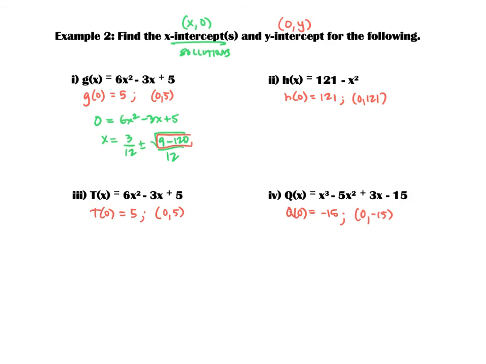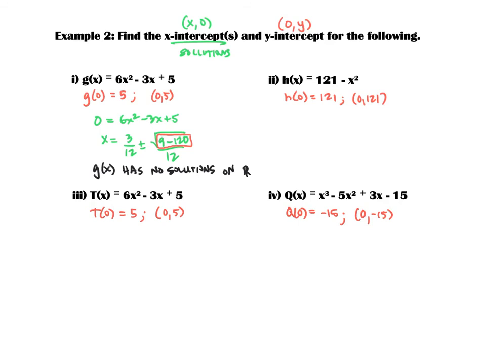This number here will be negative, and we can't take the square root of a negative number. Therefore, g of x has no real solutions on the real numbers. Okay, it has no real solutions. That's a good one to bring up. I'm glad it kind of fell in there on accident. I didn't intend for that to happen.